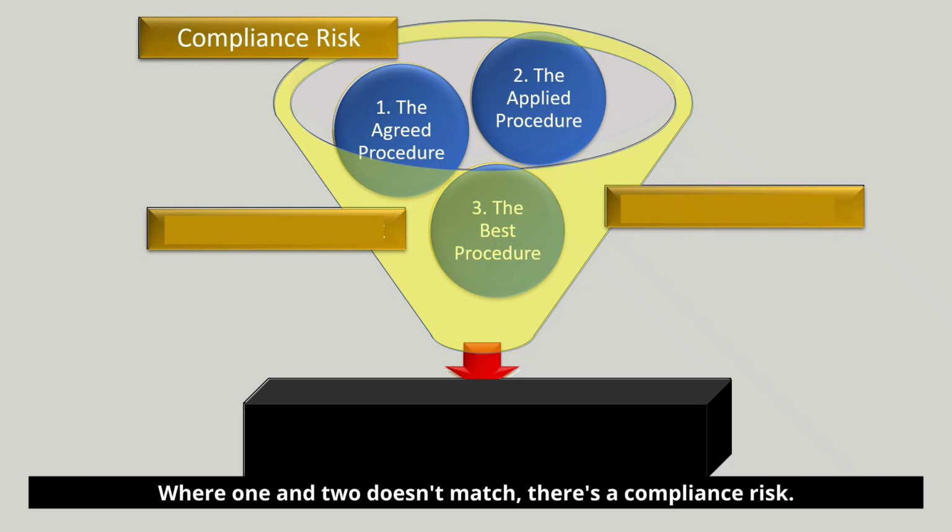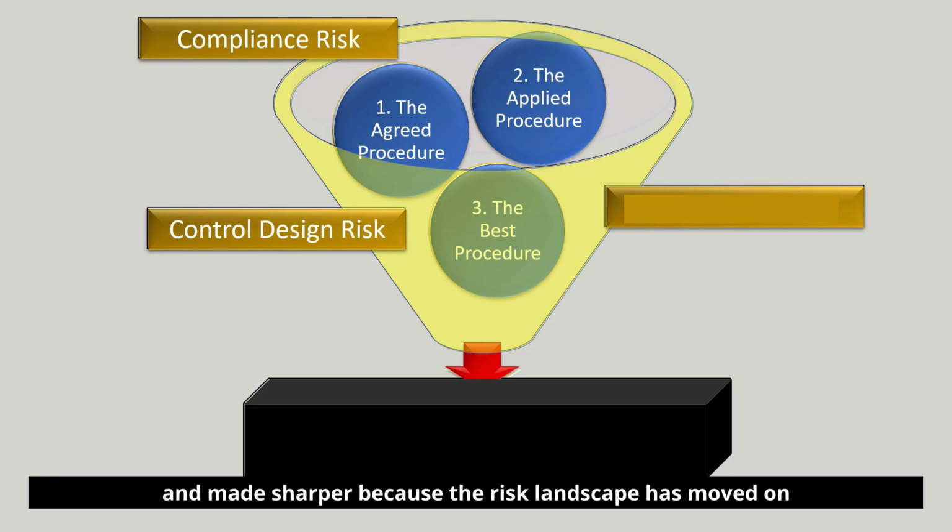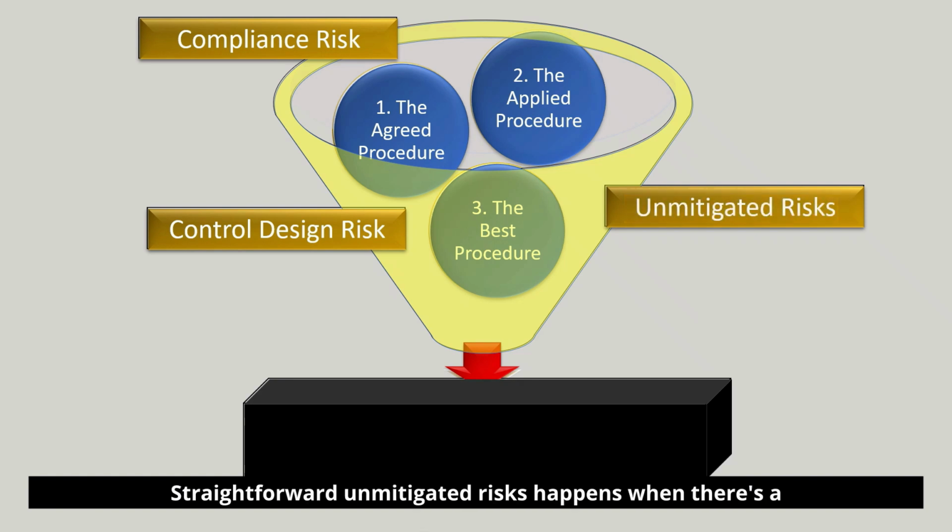Where 1 and 2 don't match, there's a compliance risk. Official procedures aren't being used in the correct way, meaning risks that should be contained may be roaming freely. Where 1 and 3 clash, control design risk means existing procedures need to be updated and made sharper, because the risk landscape has moved on and the best possible procedures aren't in place. Straightforward, unmitigated risks happen when there's a gap between 2 and 3, which poses a threat to the success of the organisation when standard operating procedures are substandard.